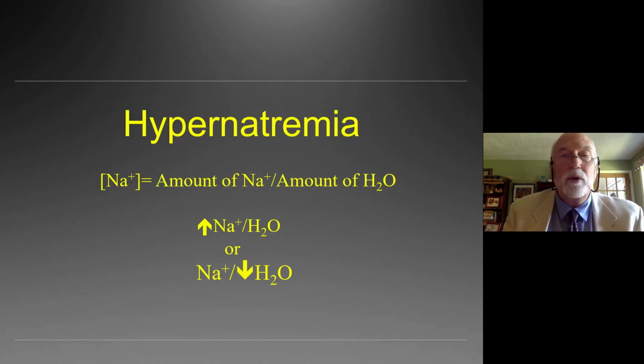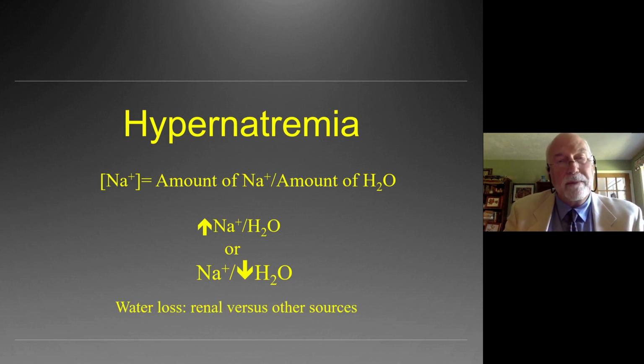So let's go to hypernatremia. Coming back to our concept of the amount of sodium divided by the amount of water, I can think of 2 ways in which we can end up with an elevated sodium concentration. One would be to pour more salt into the system, our bodies, or the beaker. And this happens, but it's pretty rare. More commonly, there's a loss of water, which leads to that elevated sodium concentration.